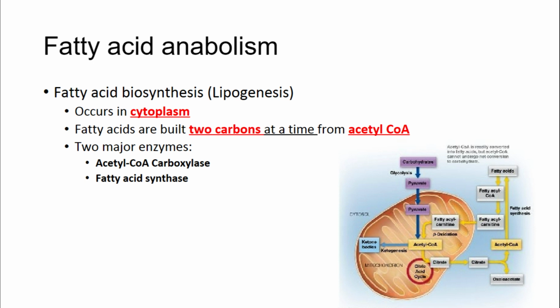Fatty acid is actually built 2 carbons at a time, starting from acetyl-CoA. If you remember yesterday, we break down 2 carbons at a time to become acetyl-CoA, right? But now we're going to do vice versa. From acetyl-CoA, we're going to build and continue building 2 carbons at a time. And that's how we do lipogenesis, okay? And there are 2 main enzymes involved: acetyl-CoA carboxylase and fatty acid synthase. Those are the 2 main enzymes involved in lipogenesis.